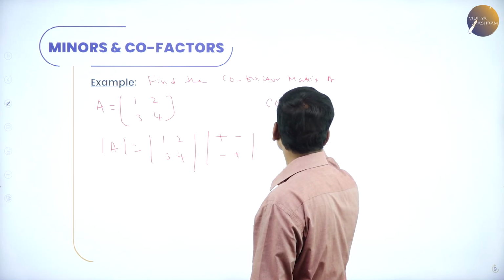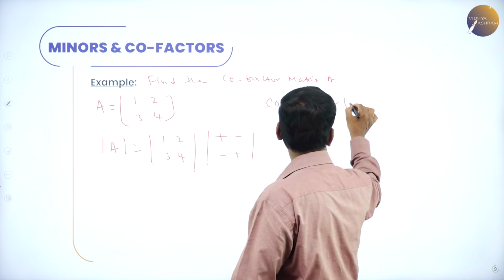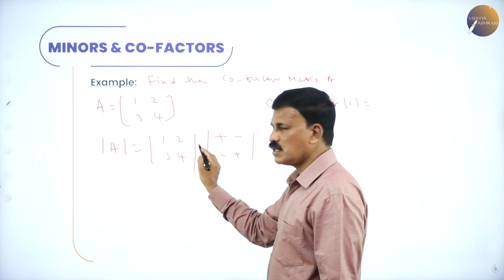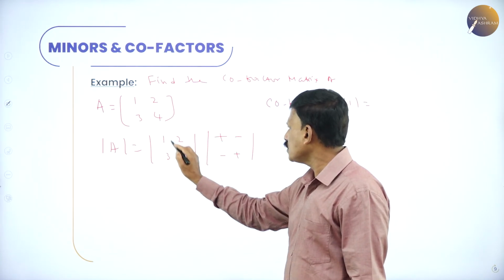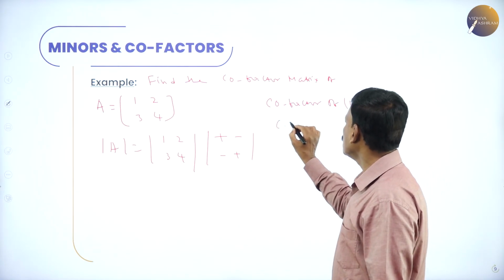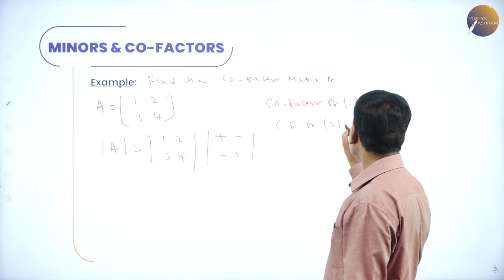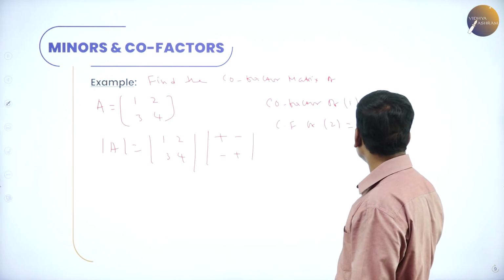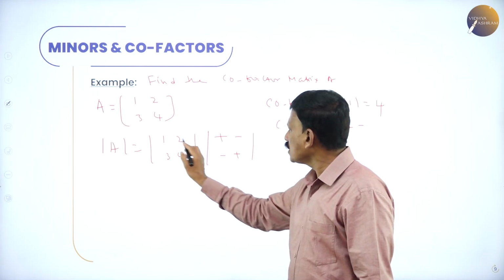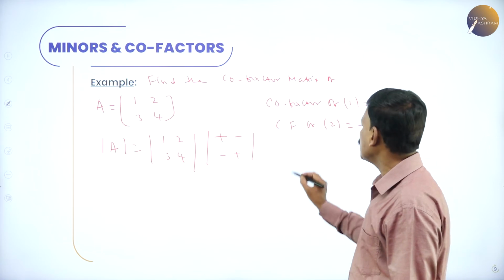Cofactors of first element 1 is, delete the row and column containing 1. This 1, 2 is gone, 1, 3 is gone. What is left over is 4. Cofactor of 1 is 4. Similarly, cofactor of 2. What is the sign for this? Write down the sign. It is negative. Then this row and column is gone. What is left over is 3. So cofactor of 2 is minus 3.